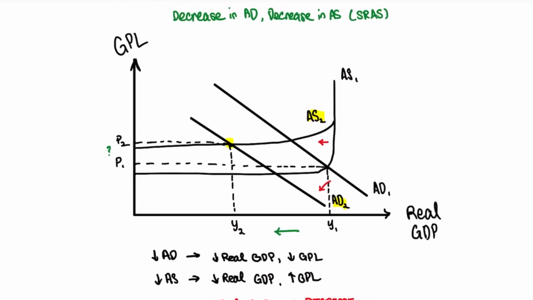So this will be how you draw the curve on a decrease in AD and a decrease in AS. Quite a simple curve, that is all.